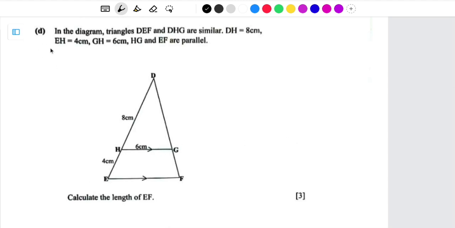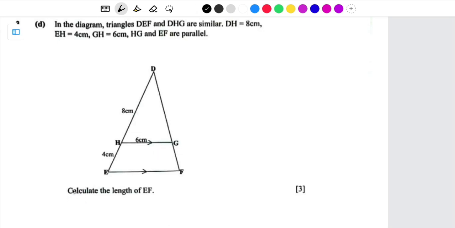Alright, so for this part, it is saying in the diagram, triangles DEF and DHG are similar. DH is equal to 8 centimeters. EH is equal to 4 centimeters. GH is equal to 6 centimeters. And HG and EF are parallel to each other. Right. So the question is saying, calculate the length of EF. So we are calculating this EF.